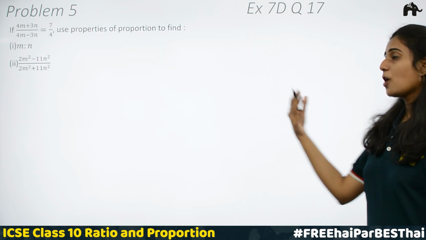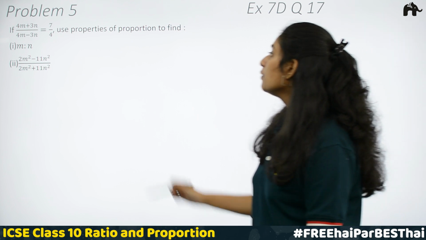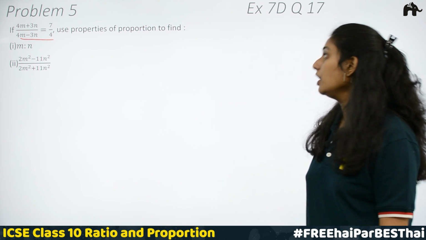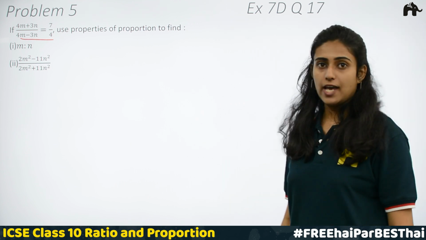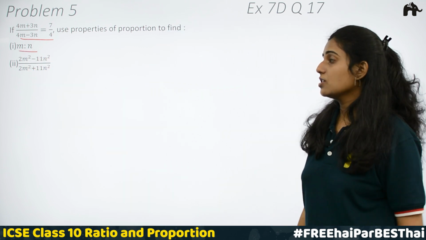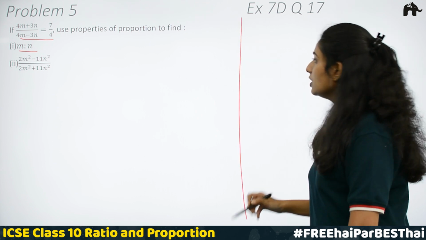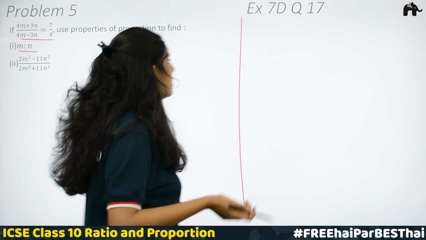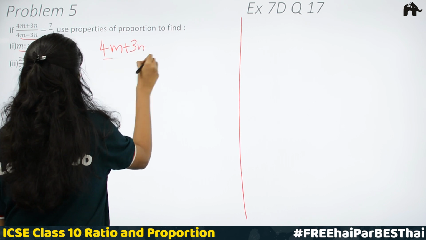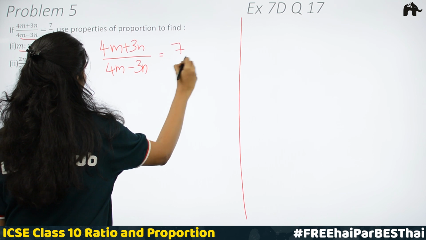Okay. Next, problem number 5, question 17 of exercise 7D. If (4m plus 3n) divided by (4m minus 3n) is equal to 7 by 4, use properties of proportion to find first m is to n, second (2m square minus 11n square) divided by (2m square plus 11n square). So this is a question similar to the one we have solved just before. It is given (4m plus 3n) divided by (4m minus 3n) is equal to 7 by 4.